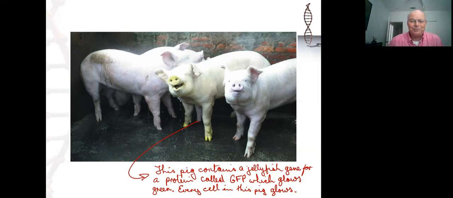But again, it revolves around the fact that the genetic code is universal. Every organism uses exactly the same set of codons, and every organism understands the message from the genes because of the universality of that genetic code.